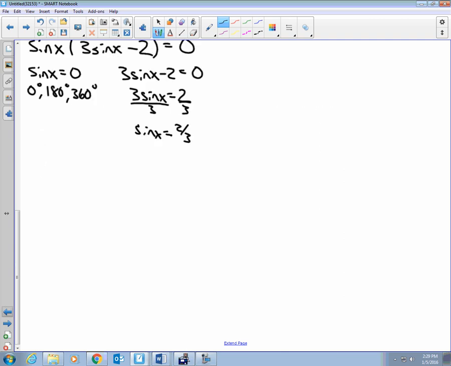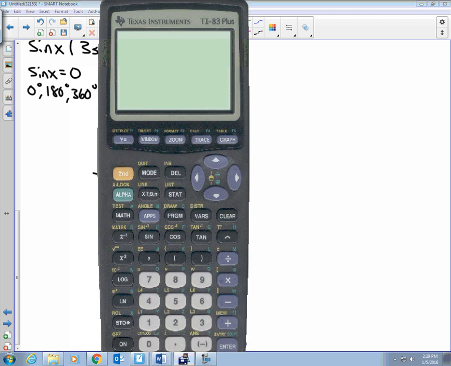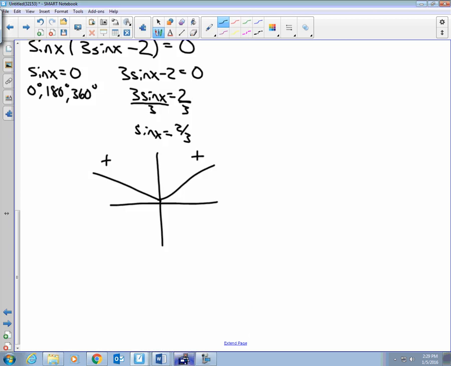How do we solve sine of x equal to 2/3? We draw a quadrant. Is sine positive or negative? Positive. Which quadrants is sine positive in? 1 and 2. I draw my reference angles. Somebody take inverse sine of 2/3 on their calculator. Okay, Eric says 41.8 degrees. We're going to roll with it.